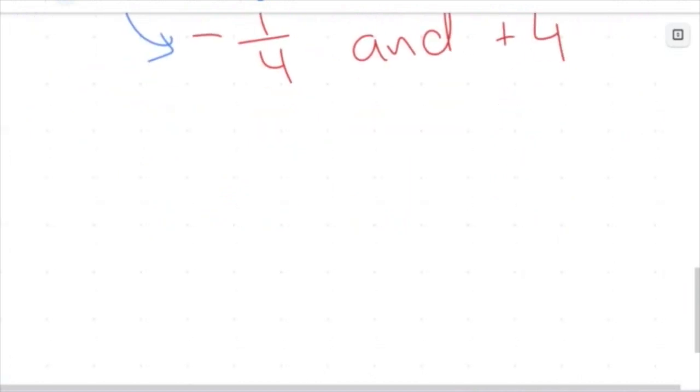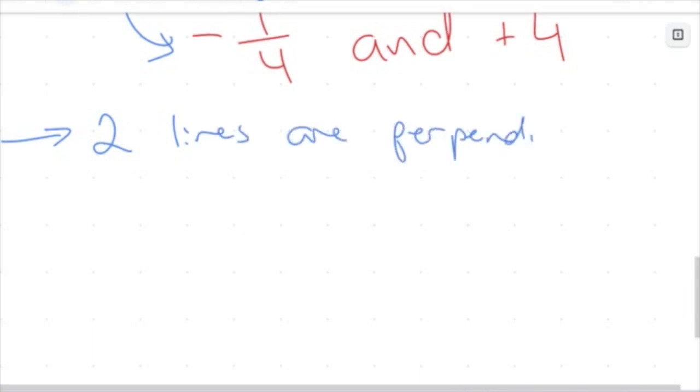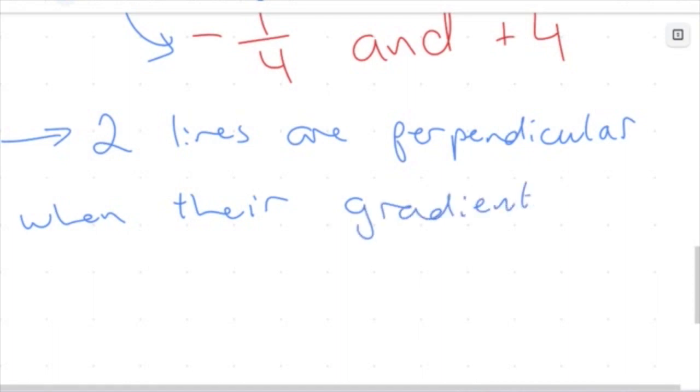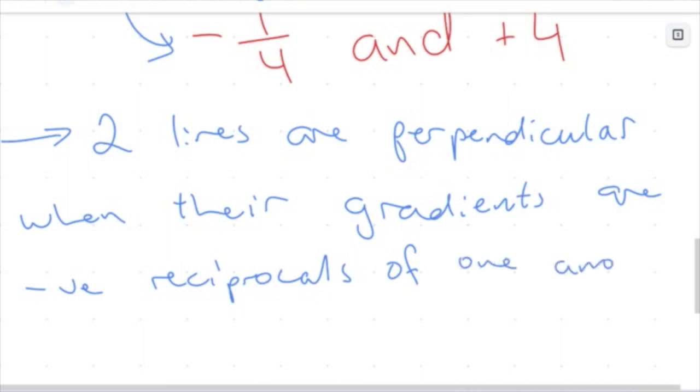So let's just write that down here. So two lines are perpendicular when their gradients are negative reciprocals of one another.